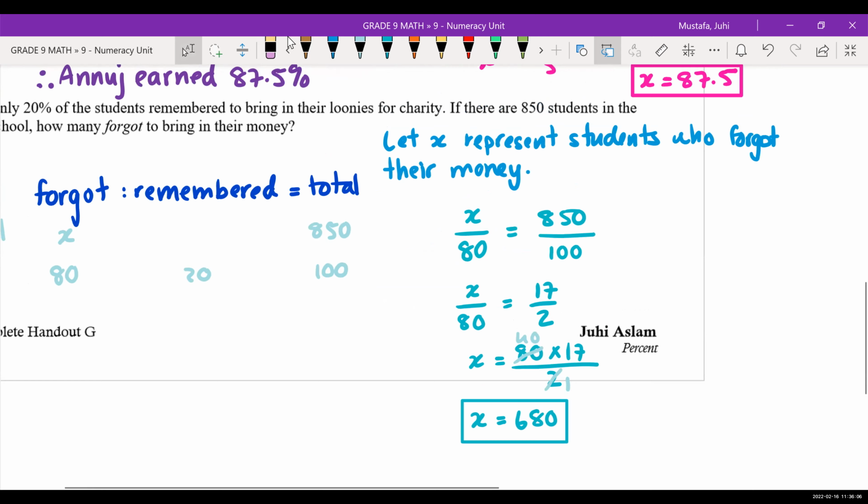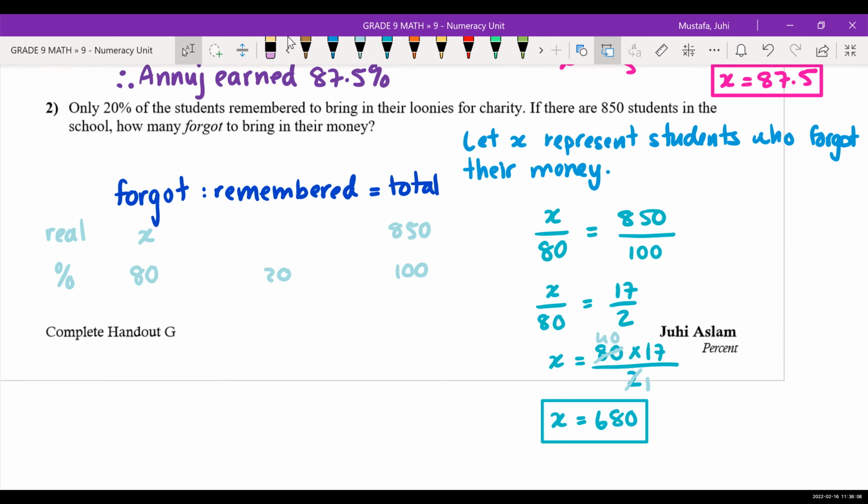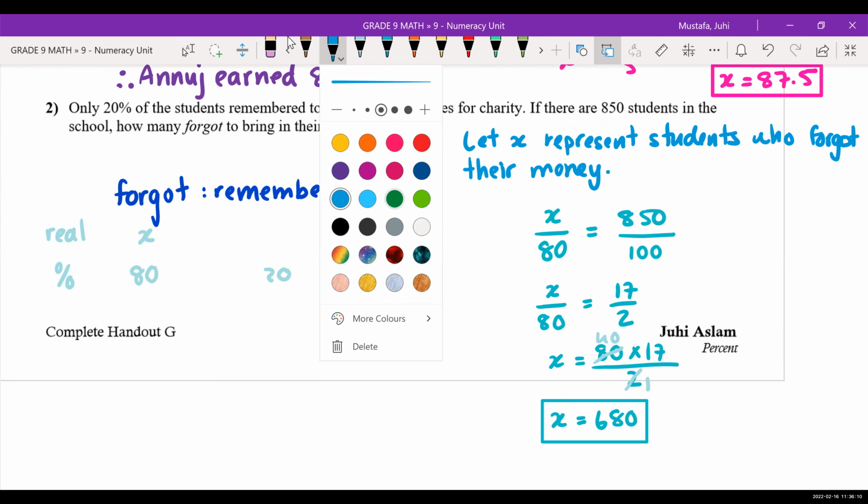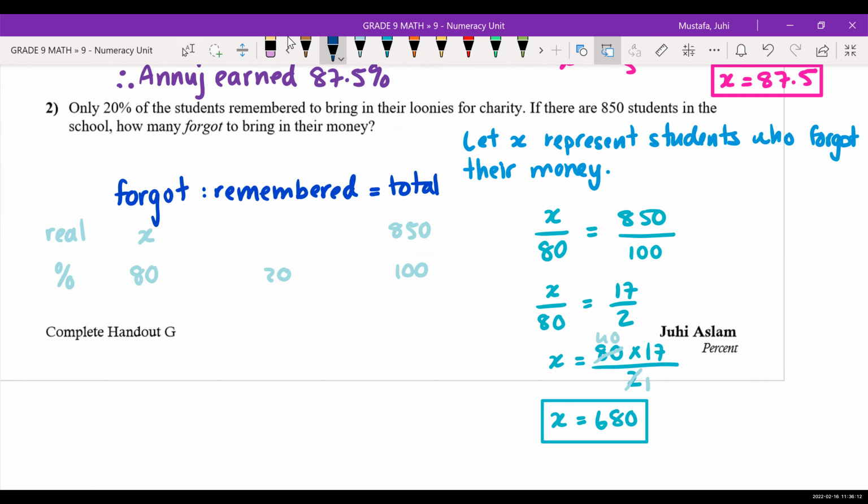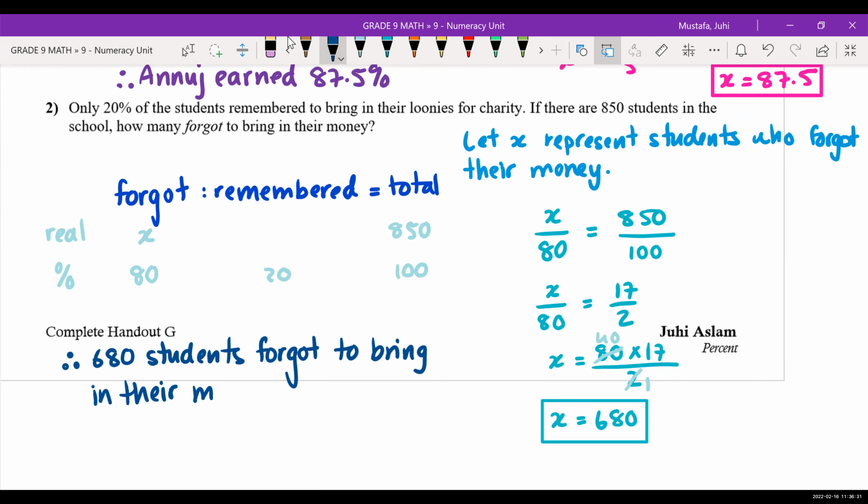That's our final answer. So we're going to have our therefore statement, which is going to say, how many forgot to bring in their money? So therefore, 680, wow, that is a very forgetful school. 680 students forgot to bring in their money.